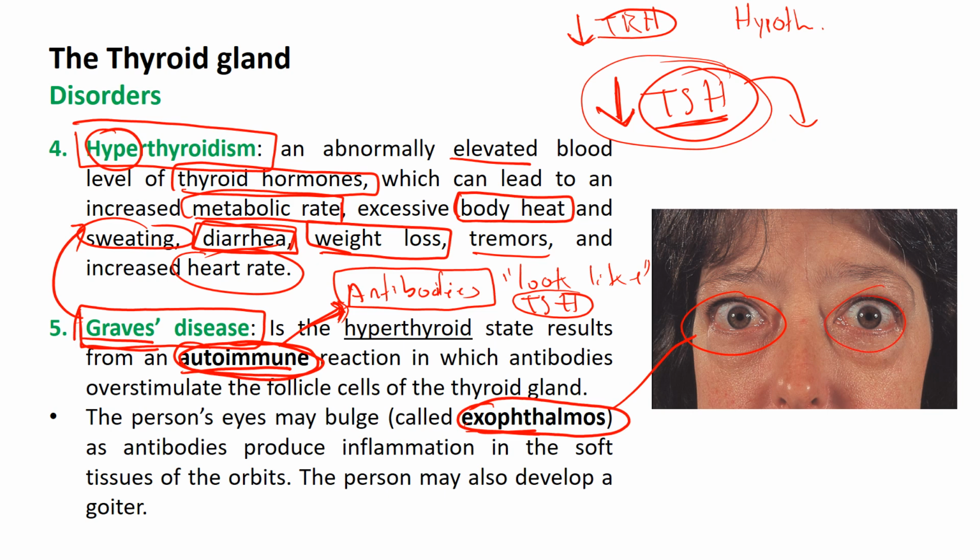Okay, this is very unique, almost pathognomonic or specific for Graves' disease. You might not see exophthalmos in any other conditions other than Graves' disease. So if you see exophthalmos in an exam, you can stop reading. The answer is hyperthyroidism, or more specifically, the answer is Graves' disease.